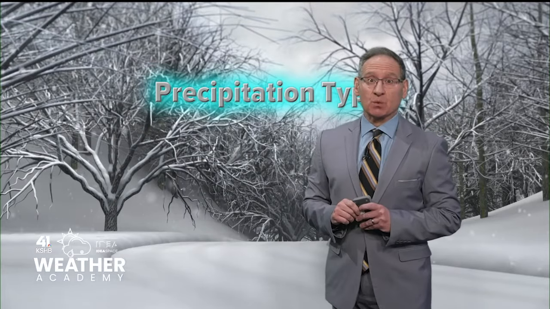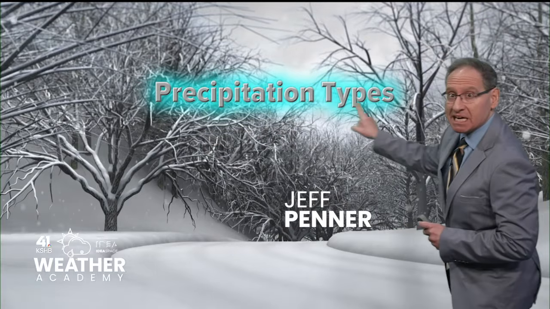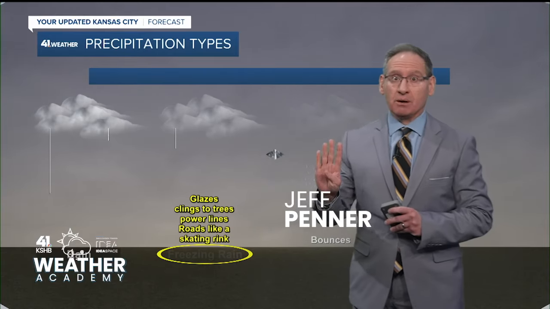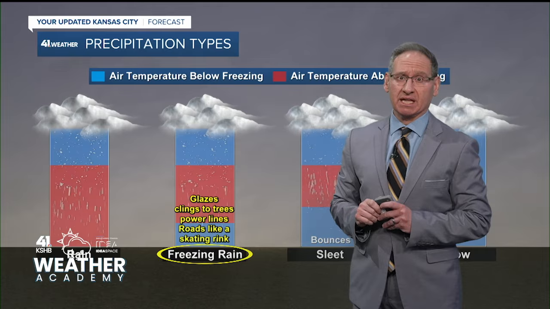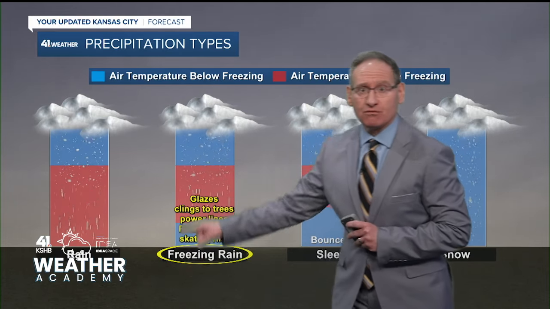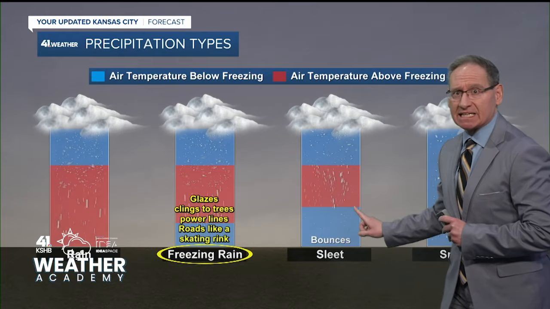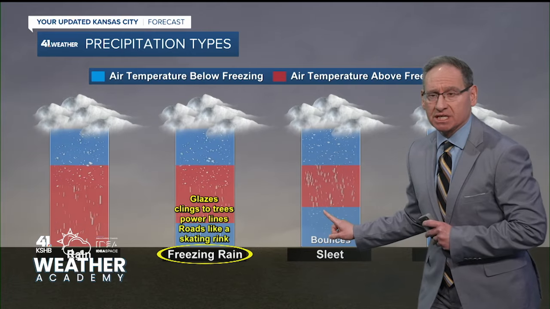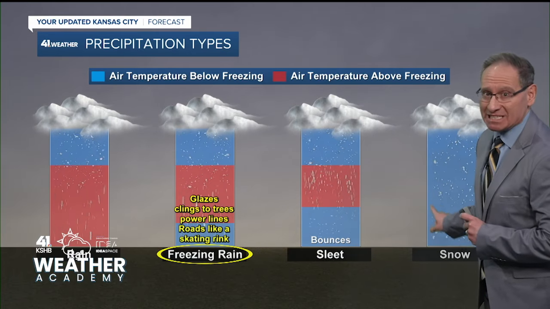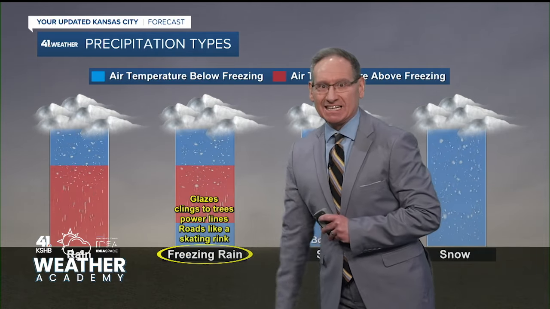All right, on this week's Weather Academy, we're going to talk precipitation types. There are 4 main ones that we have to deal with during the cold season. There's rain, freezing rain, sleet, and snow. Freezing rain and sleet are the ice situation, and then we know snow can get icy, but it's snowflakes, and the rain is just wet.